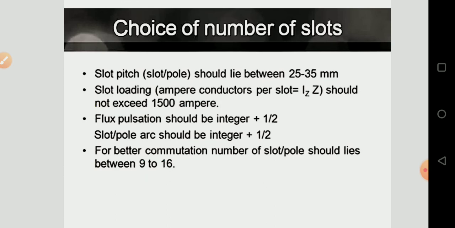Choice of number of slots. The slot pitch should lie between 25 to 35 mm. Slot loading should not exceed 1500 ampere. Flux pulsation should be an integer plus 1 by 2, and slots per pole arc should be an integer plus 1 by 2. For better commutation, the number of slots per pole should lie between 9 to 16.